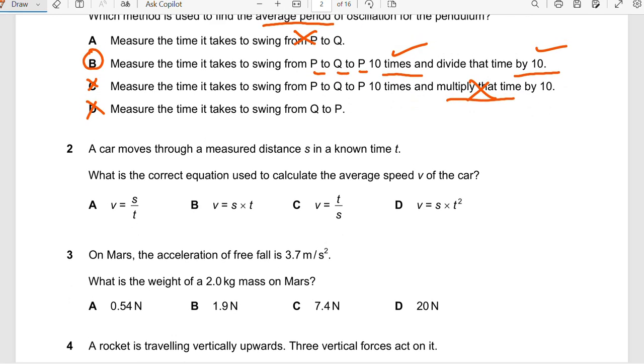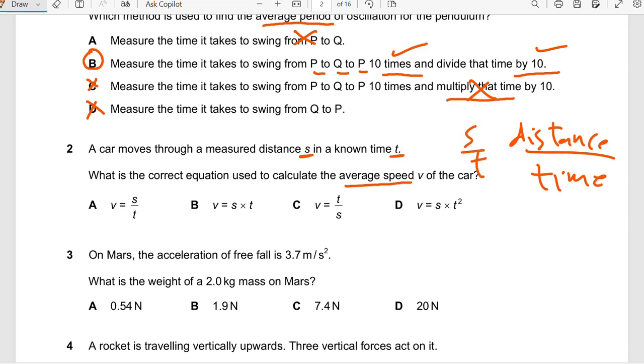Question 2, a car moves through a measured distance S in a known time T. What is the correct equation? We know from before that they want here to calculate the speed. We know the speed equals distance over time, right? Since distance here is given as S and time as T, so it is S over T.